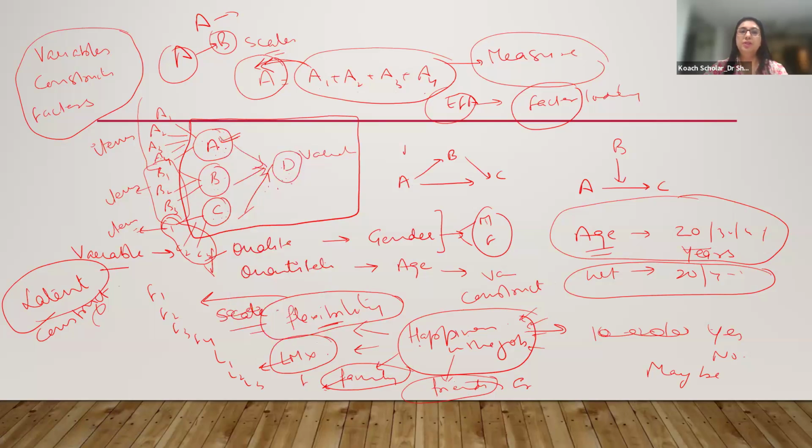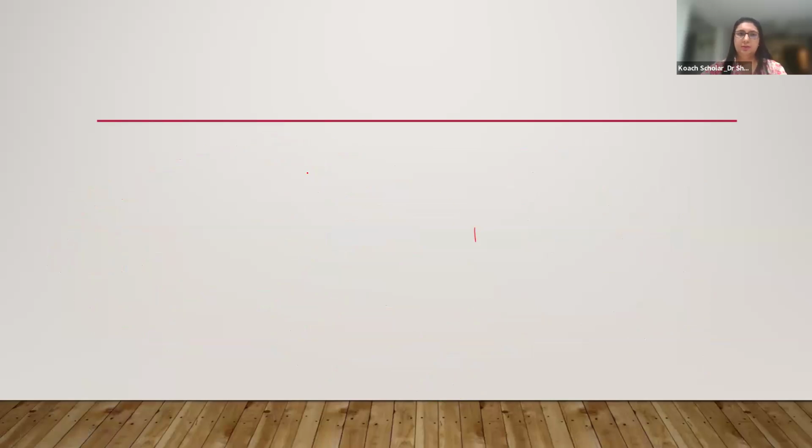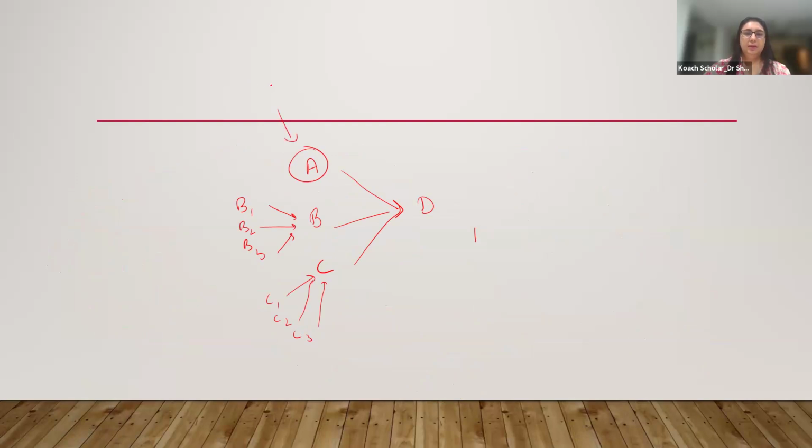Suppose I'm not able to measure A through A1, A2, A3, A4, then we're saying A, B, C leading to D. B I can measure through B1, B2, B3, right? C I can measure through C1, C2, C3. A is made up of E and F, with items E1, E2, F1, F2. This A is now a latent variable.